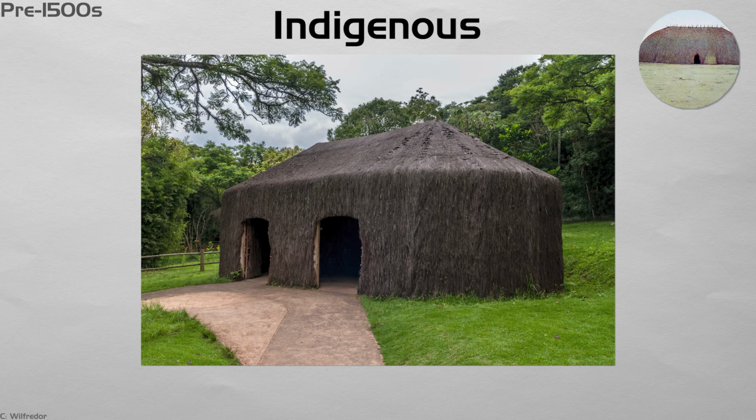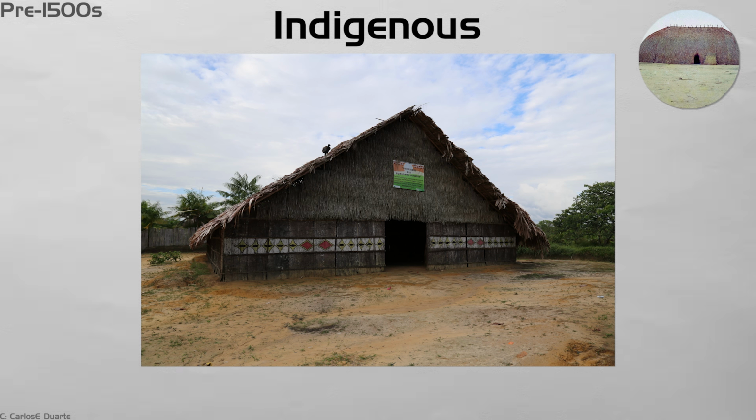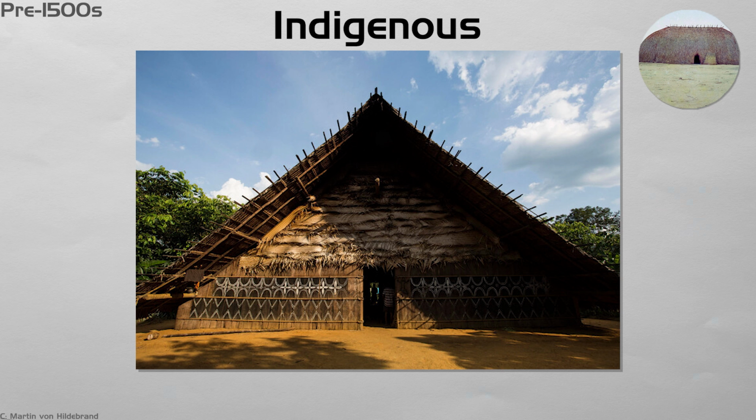Indigenous. Long before European arrival, Brazil's native peoples built shelters suited to tropical climates and local materials. Many groups used wooden frames wrapped in palm leaves or thatch to create large communal huts, called ocas or malocas. Others wove walls from vines or canes and plastered them with clay for insulation. These structures used minimal resources, stayed cool, and reflected a deep understanding of the environment.